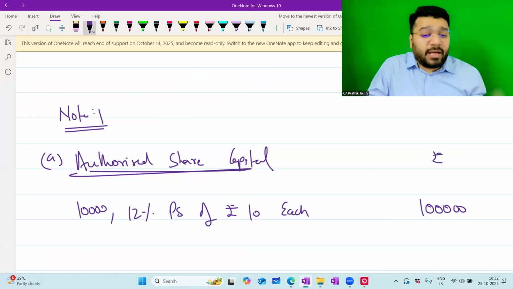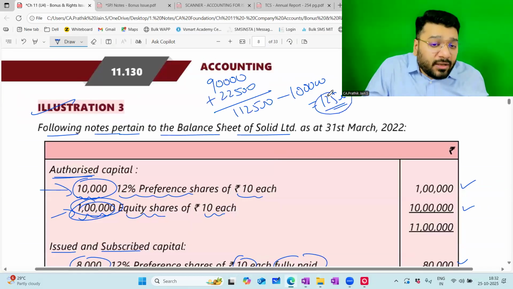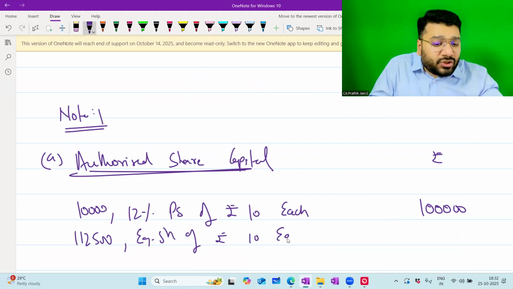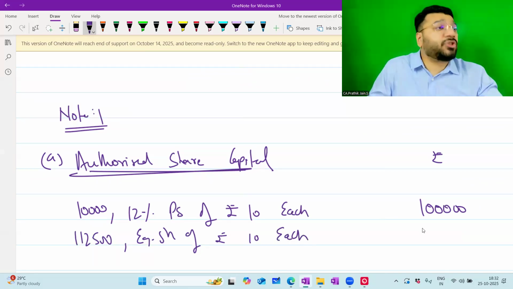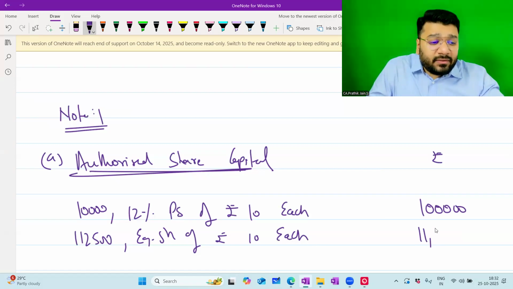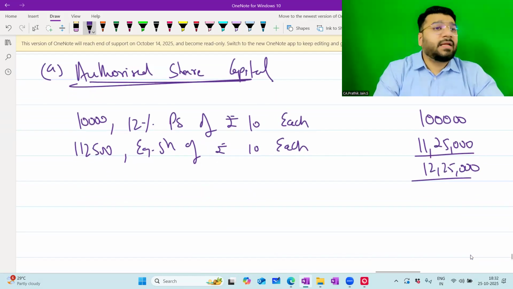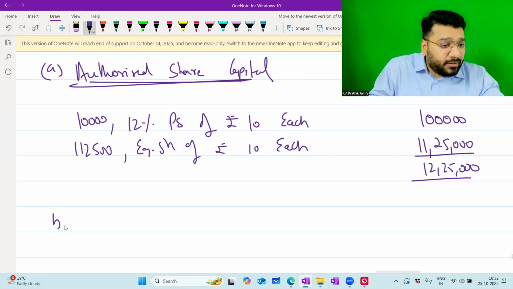So 1 lakh is already authorized. Further, how much do I need? 12,500. So 1 lakh 12,500 equity shares of rupees 10 each. How much? 11 lakh 25,000. If I total, what is my total authorized capital? 12 lakh 25,000. Any problem in the presentation? Clear with this? Next, B part.